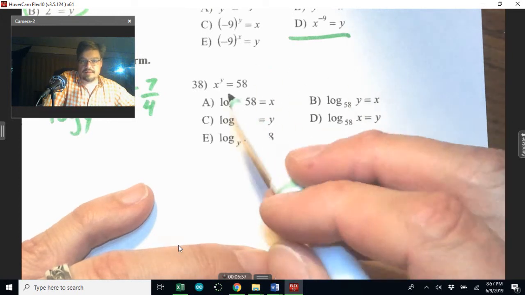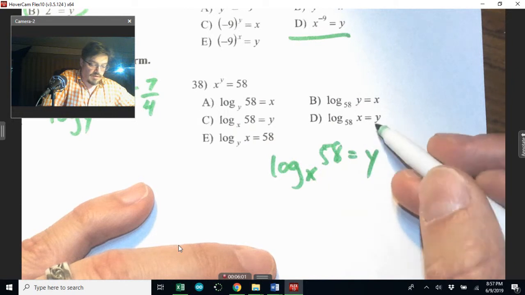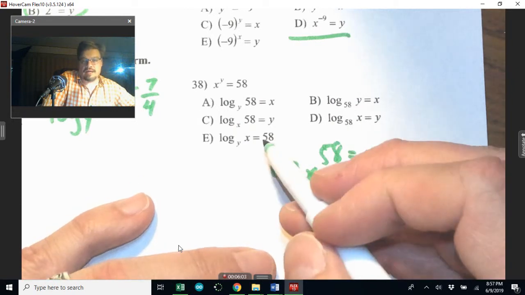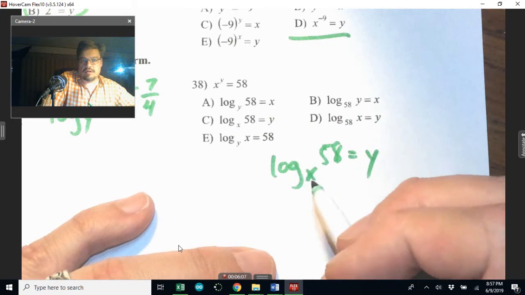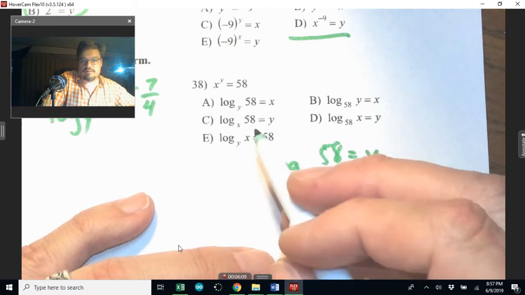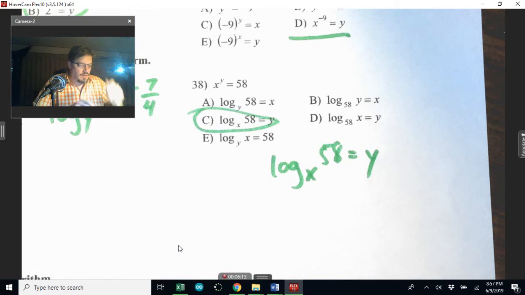And it's going to equal 58. So x to the y power equals 58. And x to the y power, x 58 equals y, it's c. Okay.